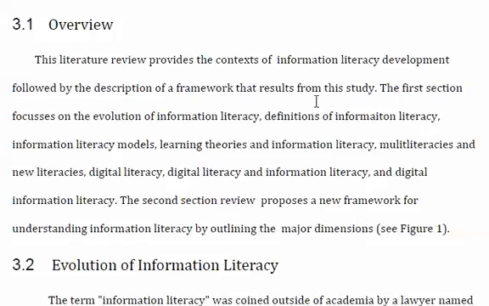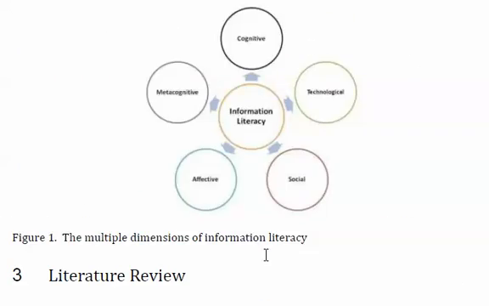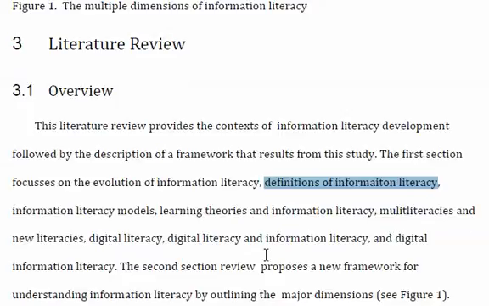So the student talks about the first section focuses on the evolution of information literacy, definitions of information literacy, and it goes on to list each subsection. And then the second section reviews and proposes a new framework for understanding information by outlining the major dimensions, and those dimensions are presented in Figure 1. So that's another way to introduce a section, in this case, the actual entire paper.